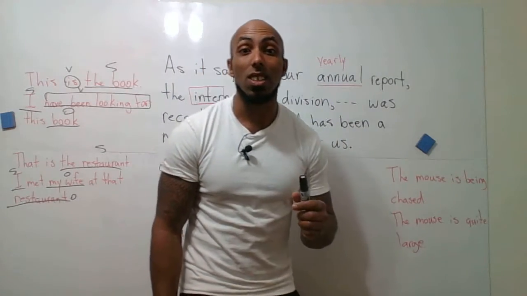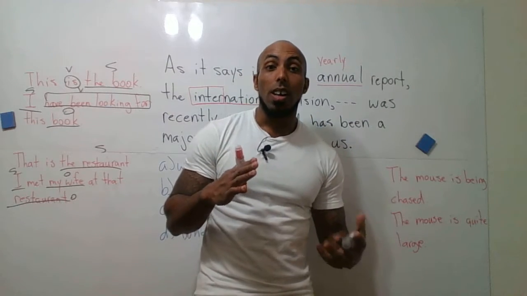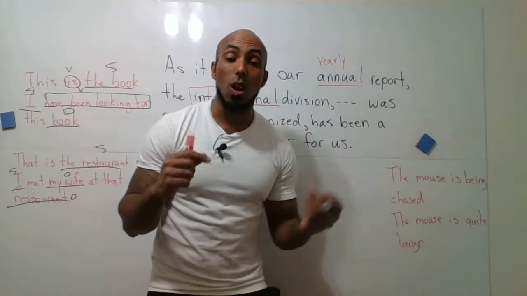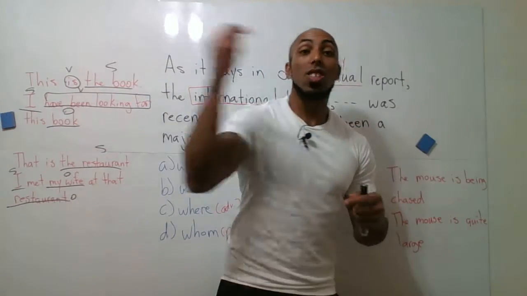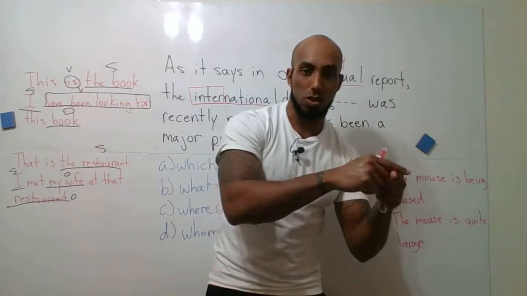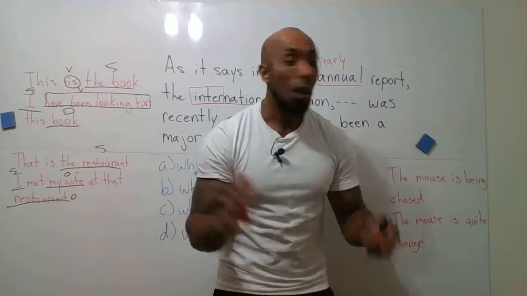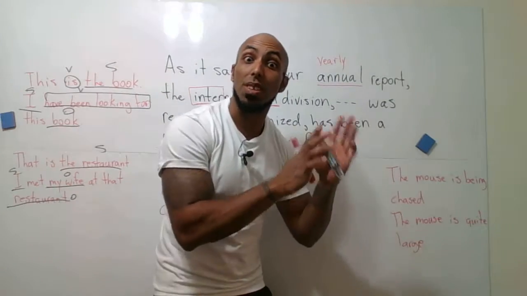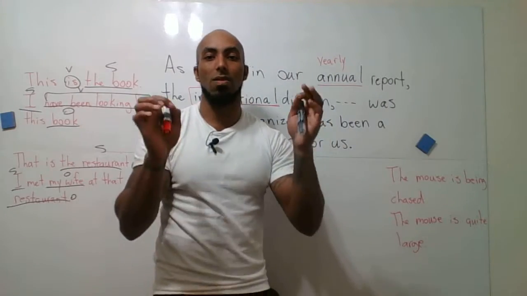It doesn't tell us, because we can understand English insofar that we know the mouse is not chasing something, something is chasing the mouse, okay? So that thing that's chasing the mouse is the subject, but we don't have that here. We just have the thing that is being chased. That's what makes it passive voice, okay?